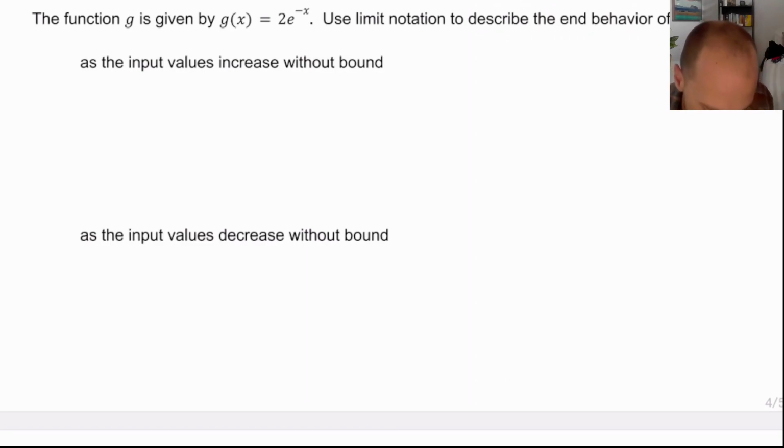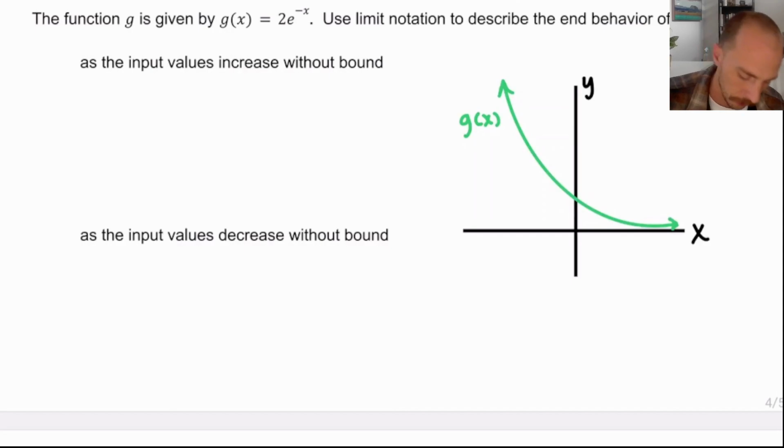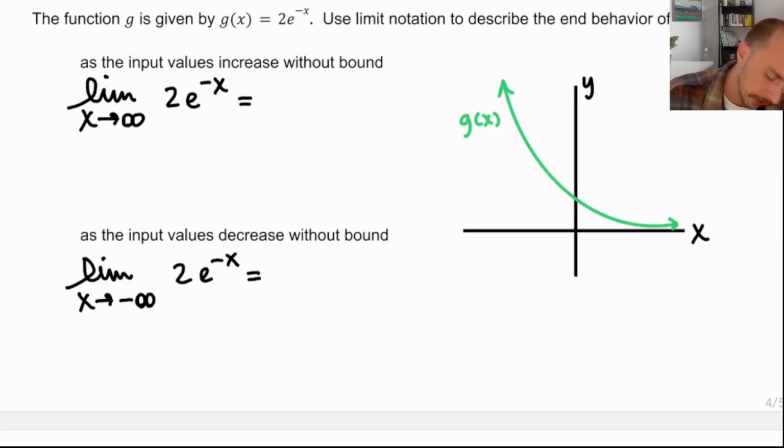So g is given by g of x equals 2e to the negative x. So this is kind of combining the last two things I've told you about, which was e and the negative x power of a number bigger than 1, which is causing exponential decay. So I'm going to draw a picture of that. So we've got a picture of it, and we're going to be asked to use limit notation to describe the end behavior of this function, and so that's going to be two limits. We're interested in the limits of g of x as x approaches infinity and negative infinity. Those are our end behaviors.